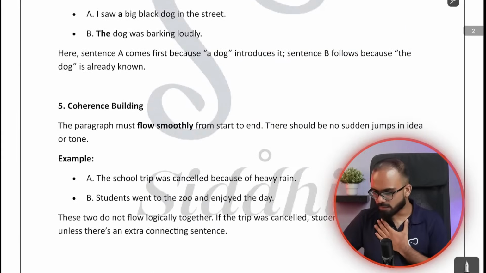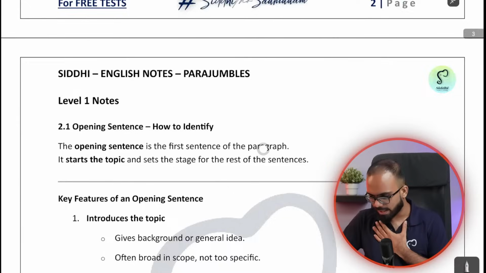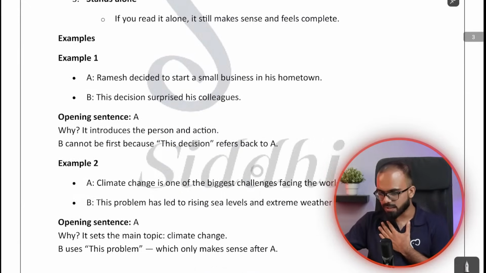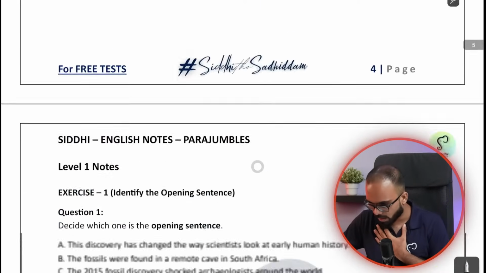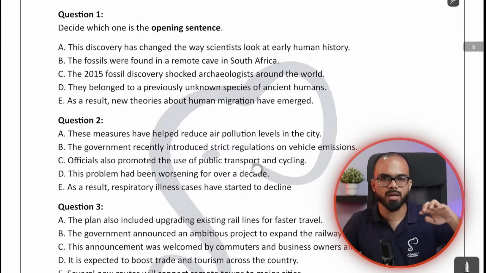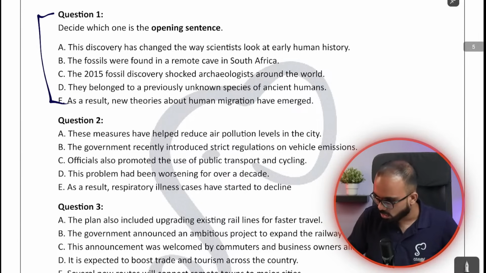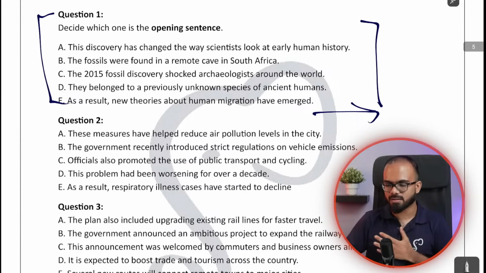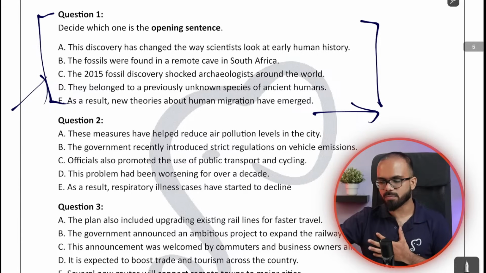Okay, now let us do one exercise and identify the opening sentences. Usually opening sentences will give you an idea of what the topic is about. The opening sentence will give you the whole idea or the crux, right? Now let us decide the opening sentence in this. Let us do this exercise. Please tell me the opening sentence in question number 1.